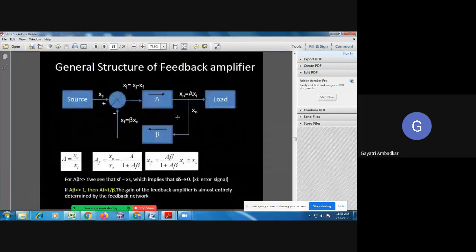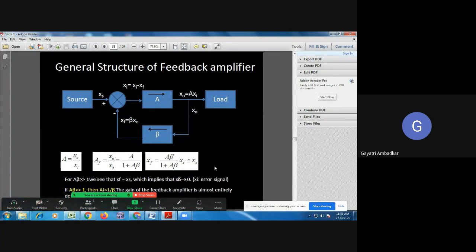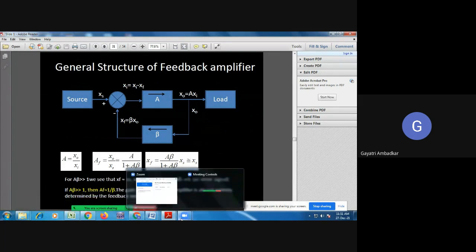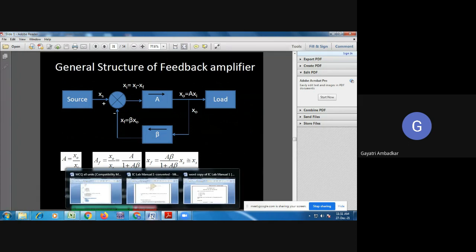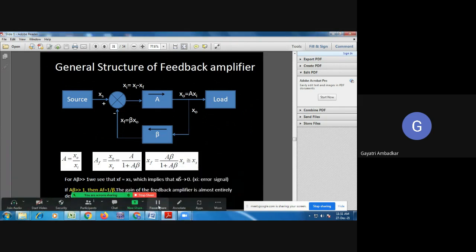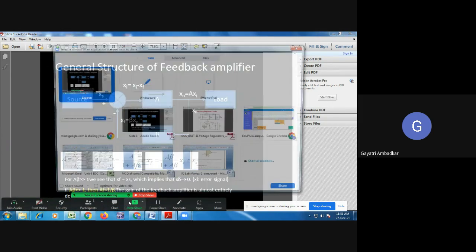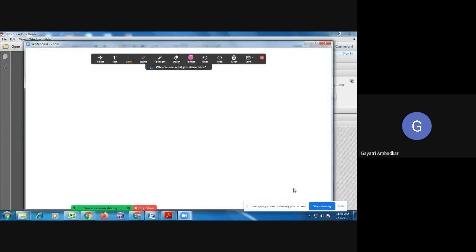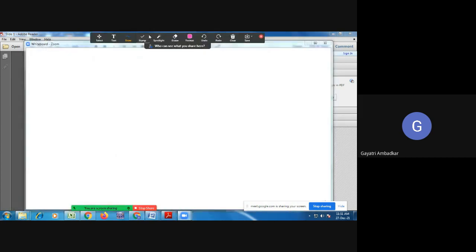So let's see what is a feedback amplifier. In the previous lecture, we have seen what is an amplifier, MOSFET as an amplifier. We have also seen what is the frequency response of an amplifier. Let me share a whiteboard with you. So we have seen what is an amplifier, a MOSFET as an amplifier. So there we have studied the voltage divider bias method.